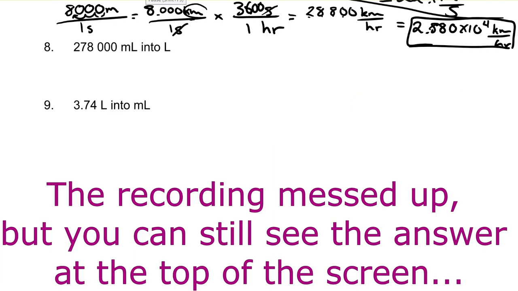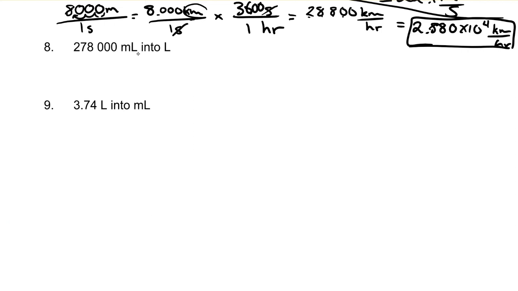Okay, last couple problems. We're turning 278,000 milliliters into liters. So we're going from a small unit to a big unit. So our numbers got to get smaller. So we're going to move our decimal place 3 times, 1, 2, 3 to the left. So that's 278.000 liters. And the last one, 3.74 liters into milliliters.